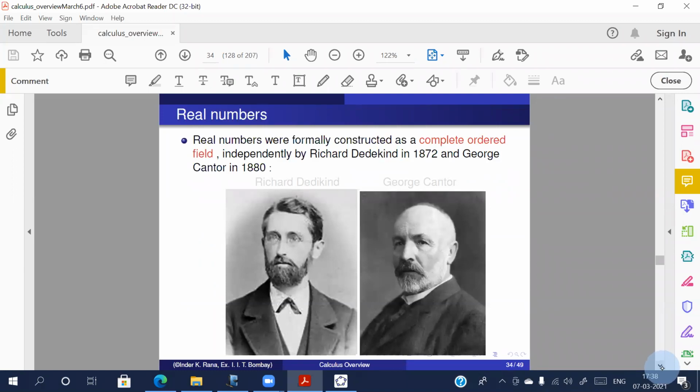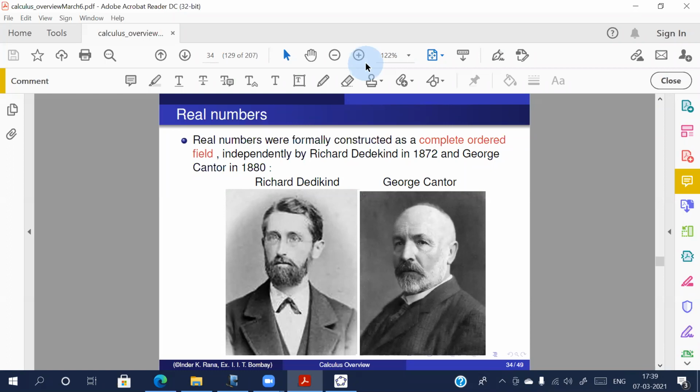So here are the pictures of Richard Dedekind and Georg Cantor. I would call their work monumental because it is philosophically great, and both had different approaches to these ideas. They defined, or constructed, real numbers as a complete ordered field. I don't have time to go into what a complete ordered field is. Basically, it is something like the rational numbers with the additional property of completeness, that every monotonically increasing sequence bounded above is convergent.